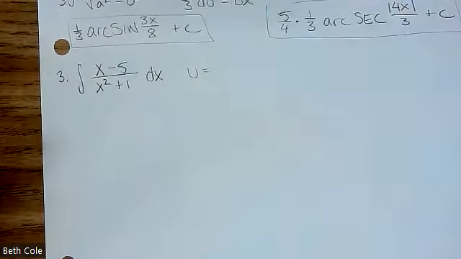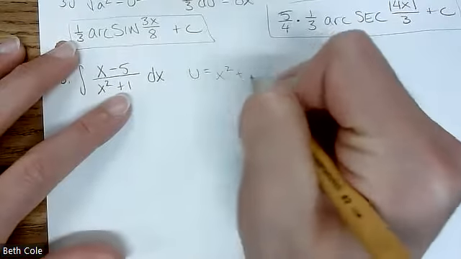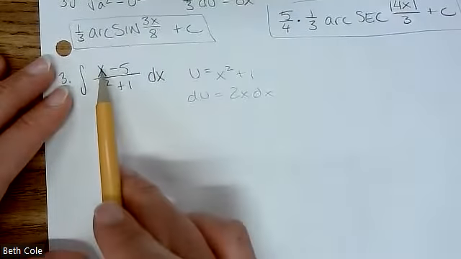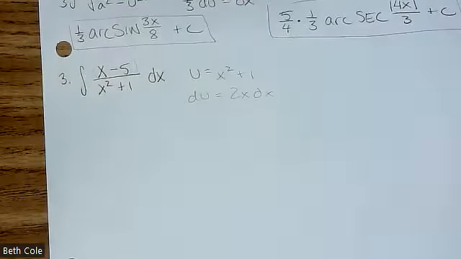What would you try to let u equal? X squared plus 1. That derivative would be 2x dx. Now you could do a 1/2 to get it down to an x, but what about that minus 5? Like this is a quantity that's all together, so that's simply not going to work.